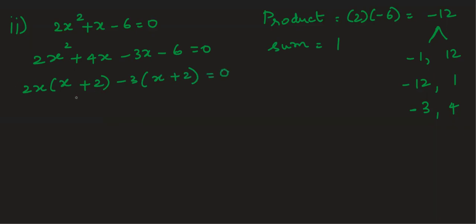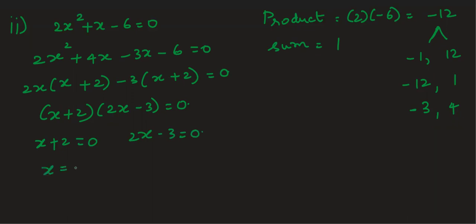Please note that the terms which you are going to write within the bracket should be the same, because only then in the next step will you be able to take x plus 2 as common. And what's remaining? 2x minus 3 will be remaining. Now x plus 2 is equal to 0 or 2x minus 3 is equal to 0.